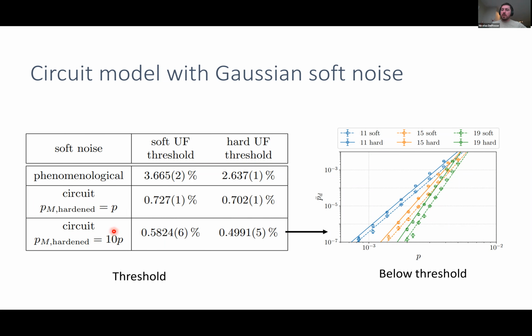And we also consider a model where measurements are 10 times more noisy than gates, which is also something we observe in some experiments. And then we have a more significant improvement, and below threshold, we obtain a performance improvement, which is a constant factor, but this constant seems to increase with the distance. So the larger your code, the better the improvement. And we get something like a factor 3 for the distance 19 surface code for the logical error rate.